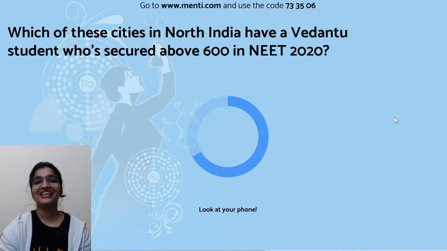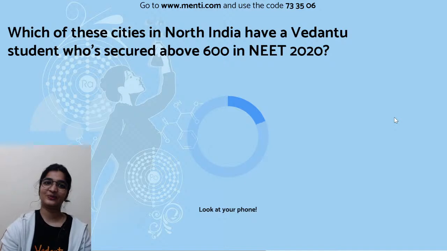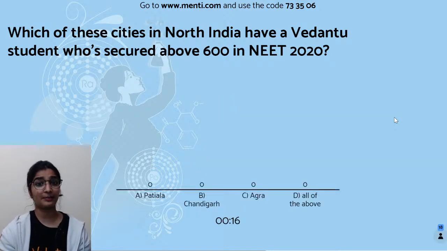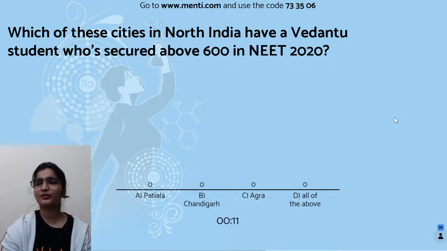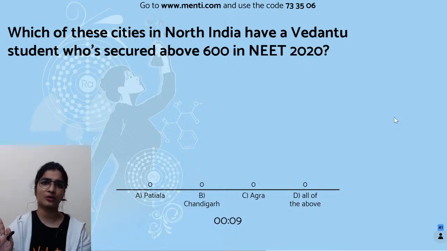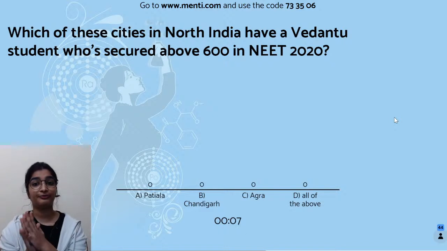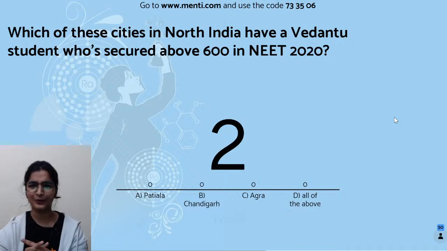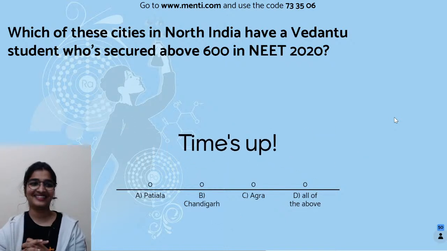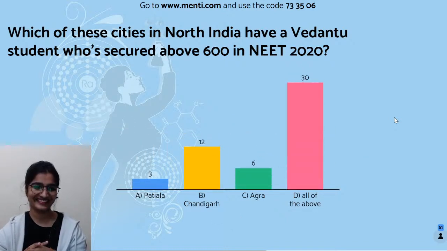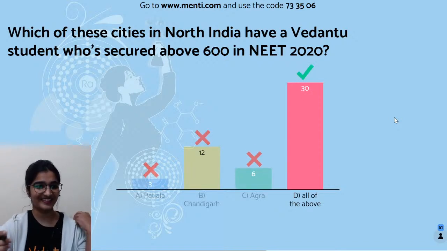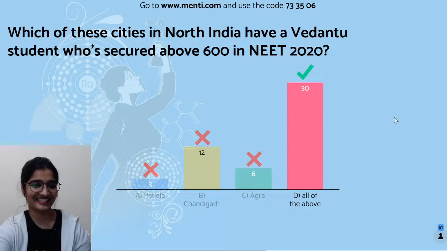Let's see. So what is this now? Which of these cities in North India have a Vedantu student who has secured above 600 in NEET 2020? You know, right? So Vedantu has the best results on an online platform. So we have got very, very good results. So let us see. Do you know the answer? No? I don't know. All of the above. Very good. Yes.